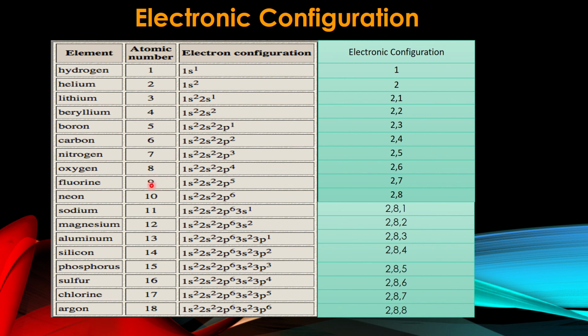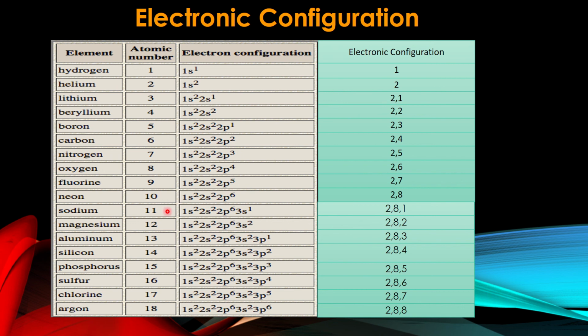In this way, for fluorine, there are a total of 9 electrons. 1s2, 2s2, and the remaining 5 electrons will go to the 2p orbital: 2p5. Total 9 electrons. So in the first orbit there are 2 electrons, and in the second orbit there are 5 and 2, total 7 electrons.